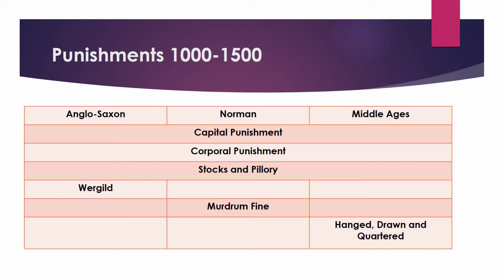The ones that are specific to different times are wergild, which is specific to the Anglo-Saxon time period, where the compensation money for a murder is paid to the victim's family to try and stop these blood feuds. The murdering fine, which is specific to the Norman time period, where the money for a murder of a Norman knight is given to the government. And finally, in the Middle Ages, hanged, drawn and quartered, that very gruesome method of execution where the 4 quarters of your body end up in different bits of the country. So here we can just see which punishments stay the same and which ones change over time.